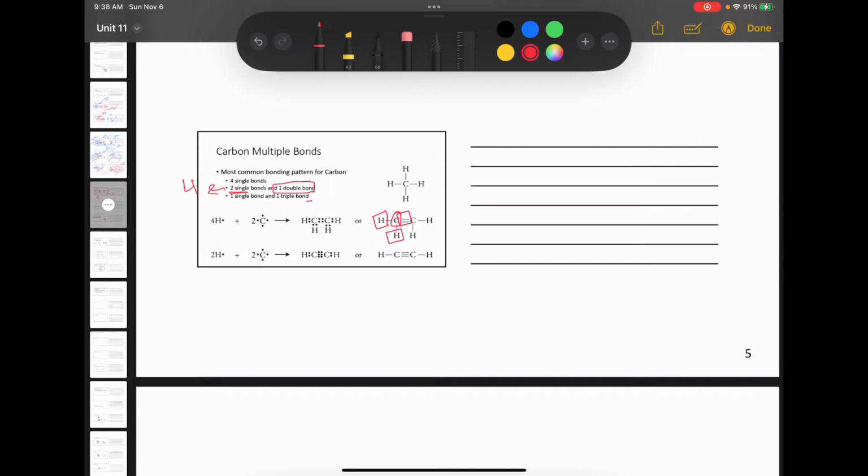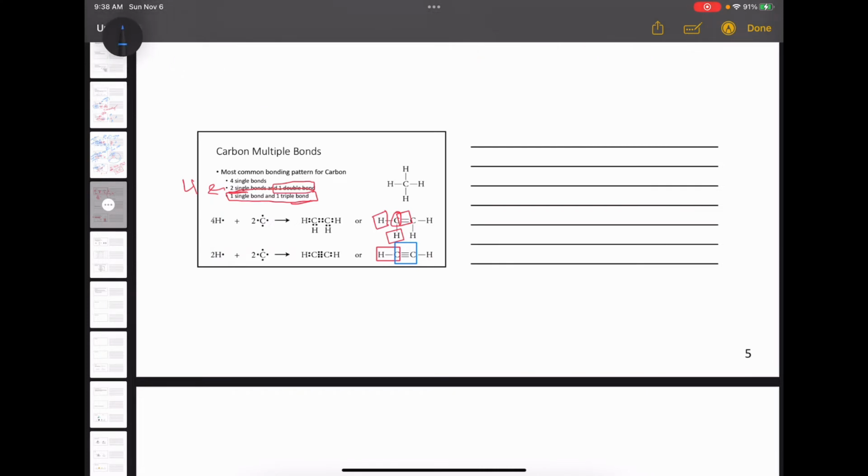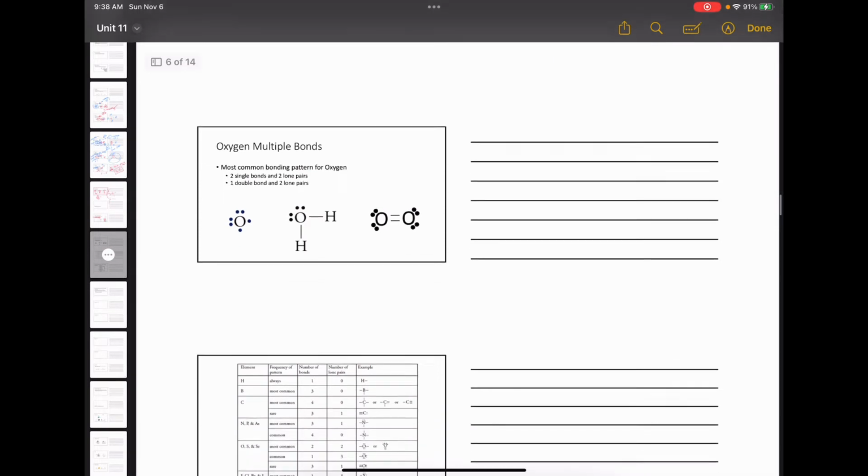Carbon can also satisfy its 4 bonding through forming 1 single bond and 1 triple bond, as we see here. So when we look at this one, carbon is forming 1 single bond with the hydrogen. On the other hand, it is forming a triple bond with another carbon. So when you do the count in total, that is 4 bonds for carbon. So it meets the stability requirement for the number of bonds that carbon can form.